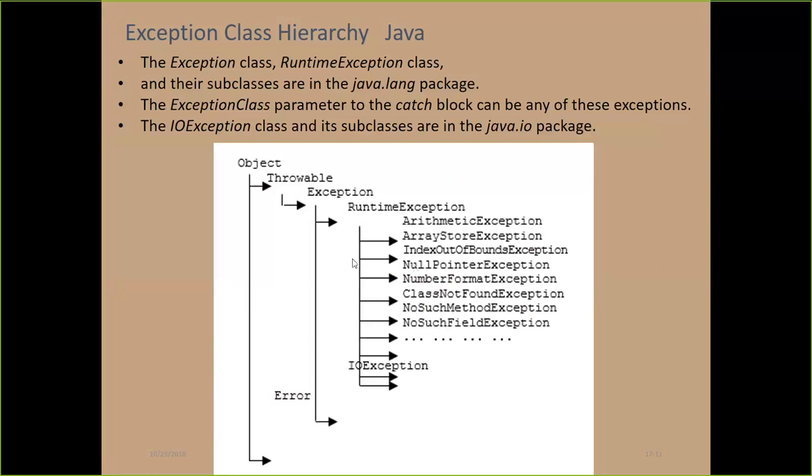And so you see that runtime exceptions have several exceptions: arithmetic exception, array store exception, index out of bound exception, null pointer exception, number format exception, class not found exception, and so on. In addition to these exception classes, we can create our own new exception class. We will see that in the next class, how to create our own exception class.